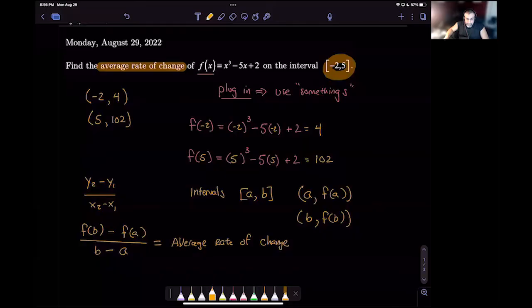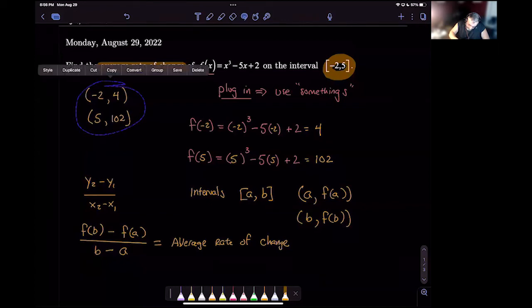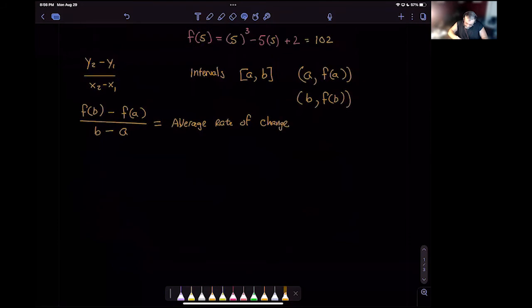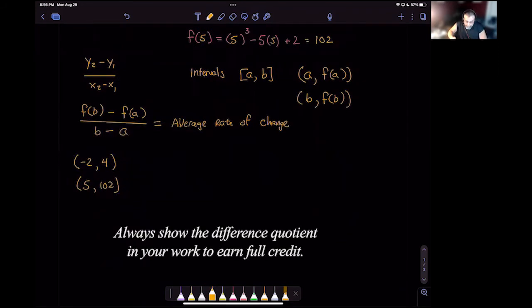Here we go. We left off, we knew that our 2 points were -2, 4, and 5, 102. So I'm going to copy these and bring them down here to get this set up. I want to show my work. I want the reader on the AP exam to be very comfortable and confident that I know what I'm doing. So I'm going to start off by saying f of b, which in our case was f of 5 minus f of -2. There's our y2 minus y1, and now it's over 5 minus -2. By doing this, we're framing for the reader what we're doing.